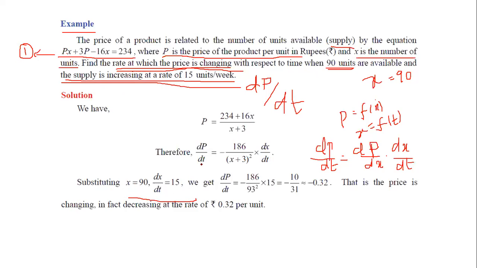Substituting x equal to 90 plus 3, 93 square into dx by dt is 15. So we will get minus 0.32. That is, the price is changing. In fact, it is decreasing at the rate of 0.32 per unit.